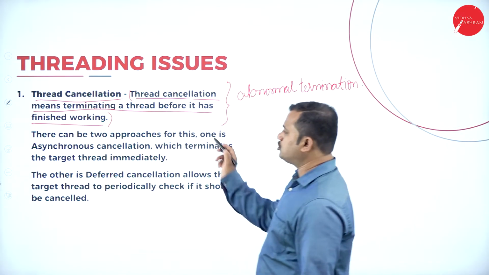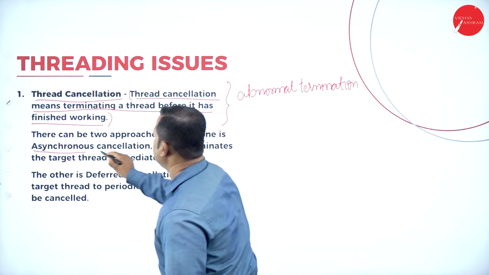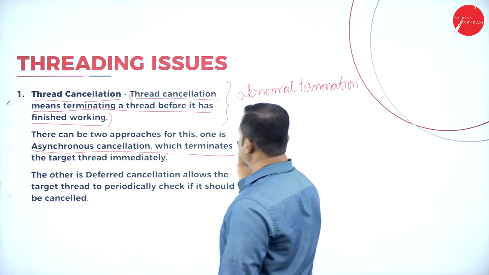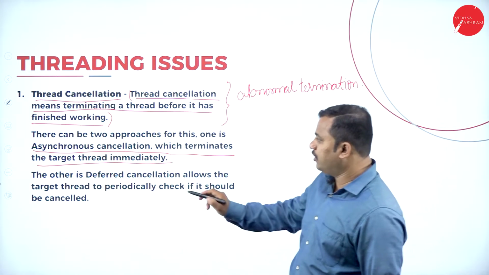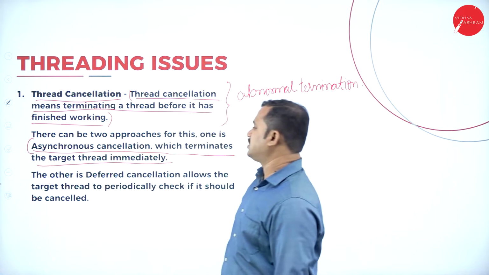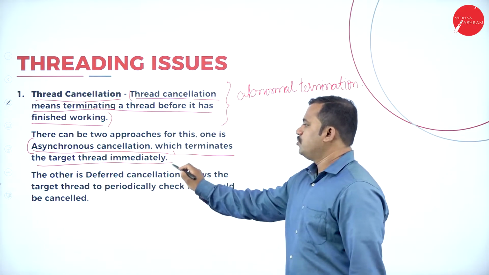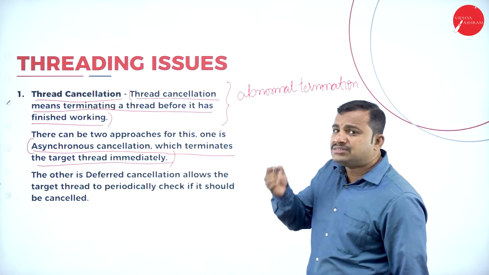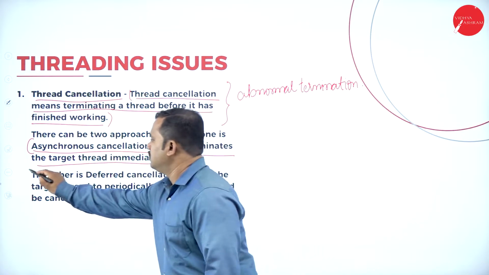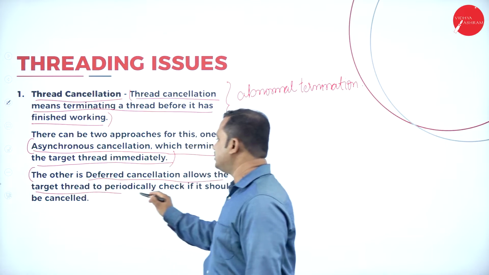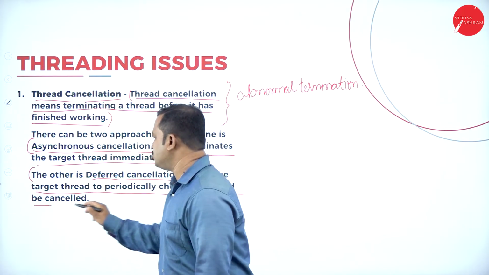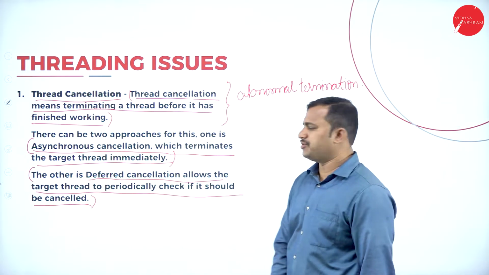There are two approaches for this. One is asynchronous cancellation, which terminates the target thread immediately. What about the synchronous cancellation? It defers the cancellation process and allows the target thread to be periodically checked if it should be cancelled. What is the difference between these?